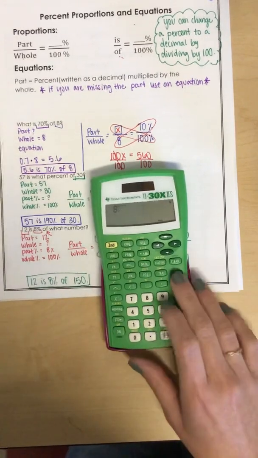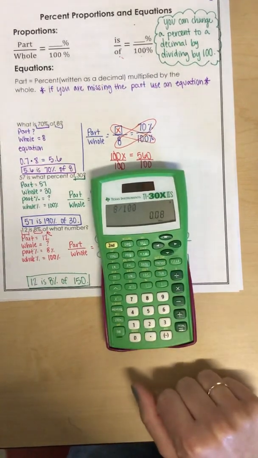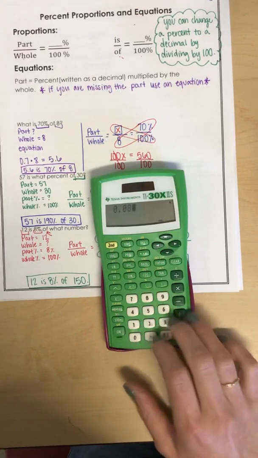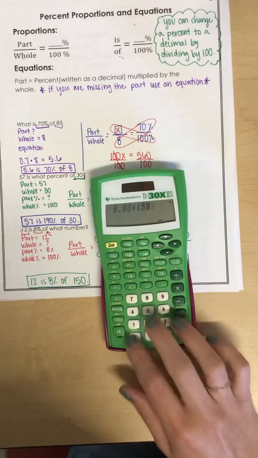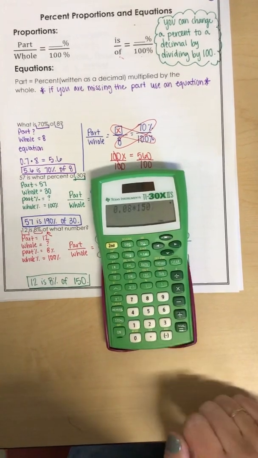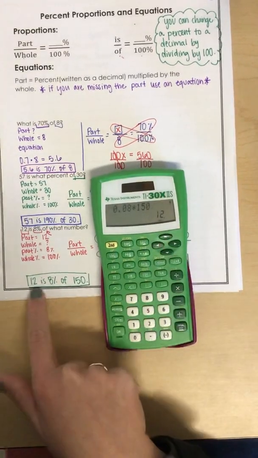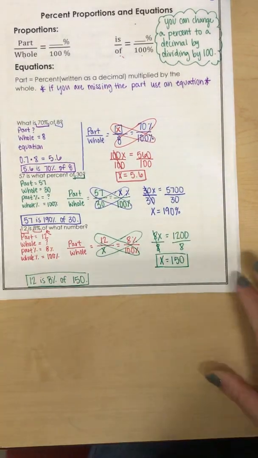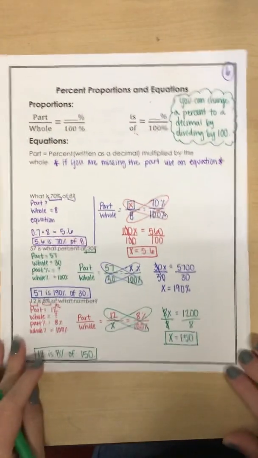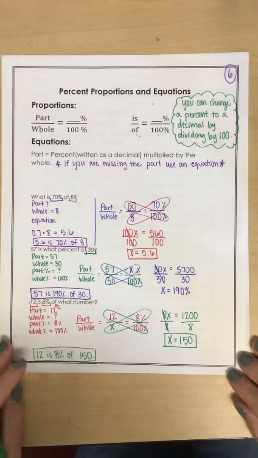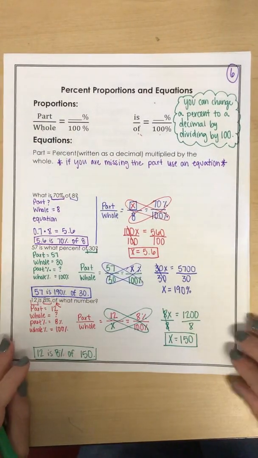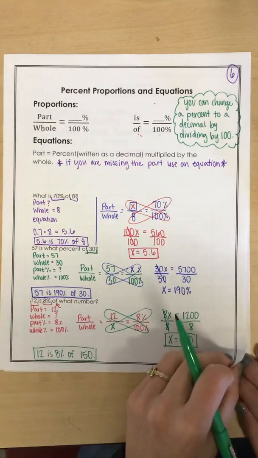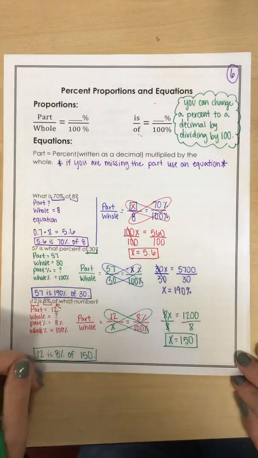So if we take 8%, divide it by 100 to change it to a decimal, we have 0.08. And we're going to multiply that by 150. And we get 12. So we know that we got it right. Now, if this is confusing, just remember, this is our first day doing this, and we will continue to practice a whole lot, okay?